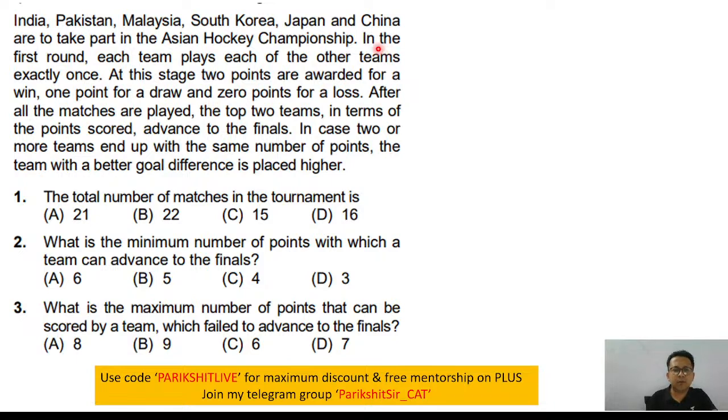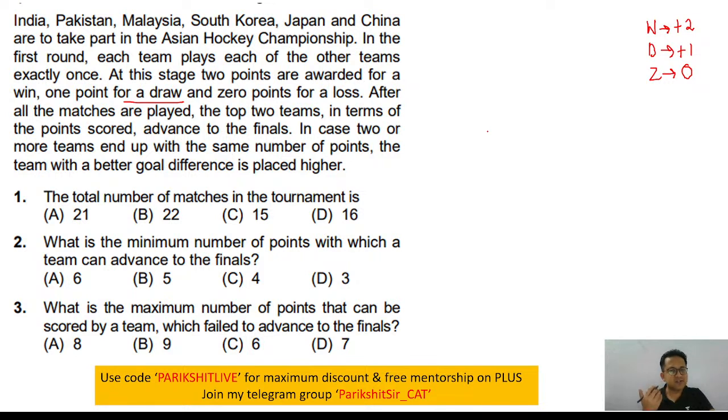In the first round, each team plays each of the other teams exactly once. At this stage, 2 points are awarded for a win, 1 point for a draw. So let's write it down. If you win, you get +2, right? If it is a draw, you get +1, okay? And 0 points for a loss. After all the matches are played, the top 2 teams in terms of the points scored advance to the finals.